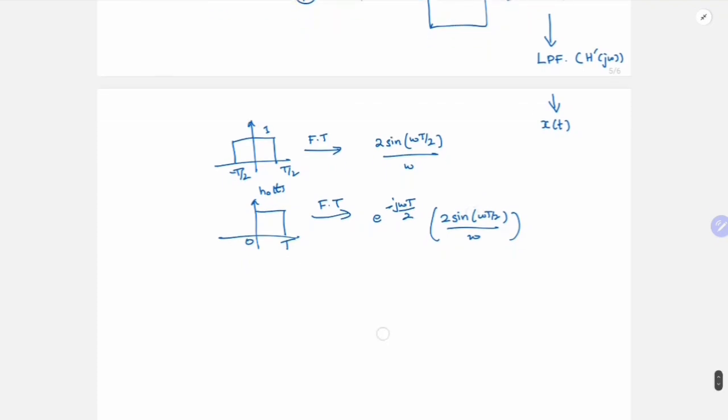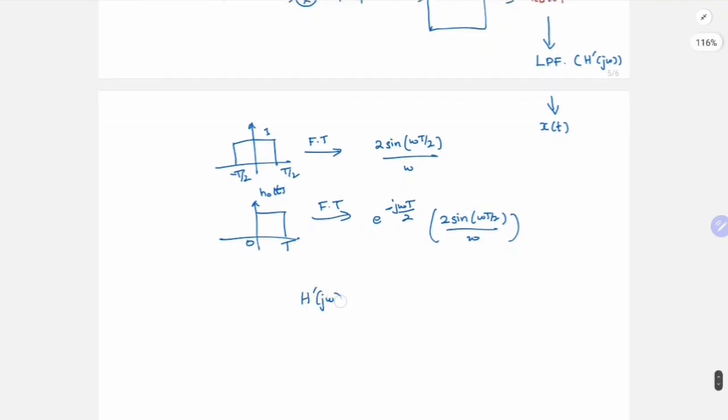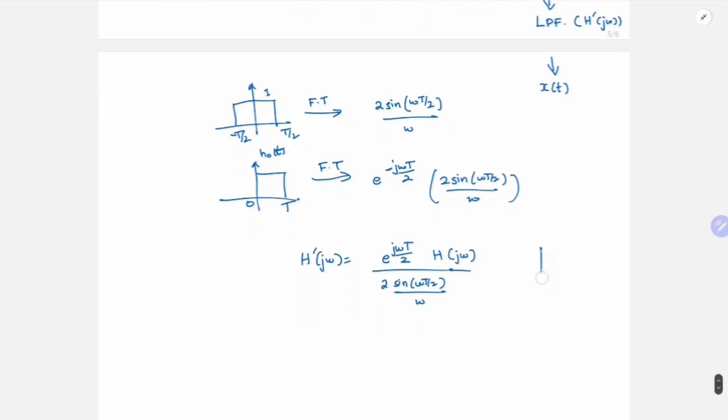And to invert this, what we need to have, the h prime of j omega should be 1 by this, right? So it will be e power j omega T by 2 by 2 sine of omega T by 2 by omega into the low pass filter which we already have. So this h of j omega is something like this. So this is what we want.